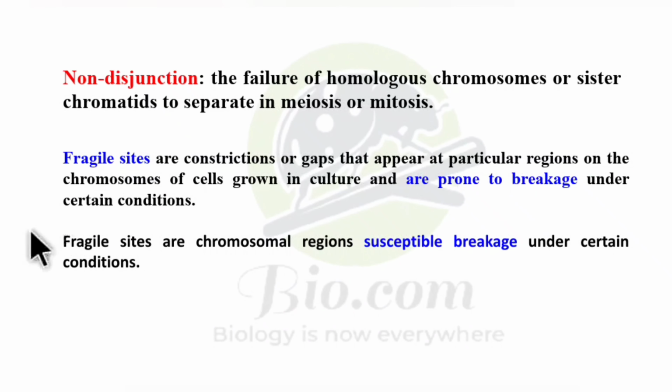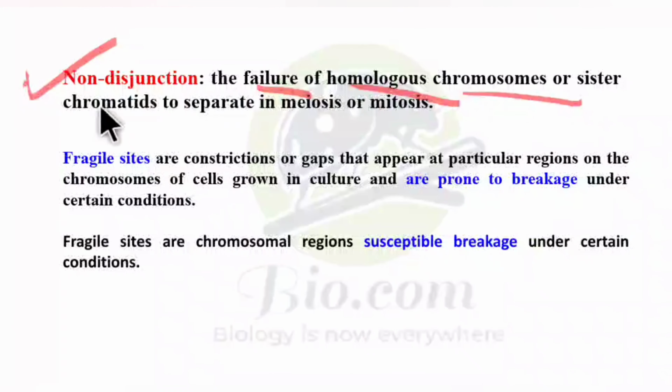Now I have also included the terminology non-disjunction. So non-disjunction refers to the failure of homologous chromosomes or sister chromatids to separate in meiosis or mitosis. यानी अभी जस्ट हमने देखा था नॉन डिसजंक्शन, यानी कि प्रॉपरली जो होमोलोगस क्रोमोसोम्स होते हैं और सिस्टर क्रोमैटिड होते हैं ड्यूरिंग द माइटोसिस और मियोसिस प्रोसेस, वो पूरी तरह से सेपरेट नहीं हो पाते हैं, और this results in mosaicism, अभी हमने पढ़ा था.